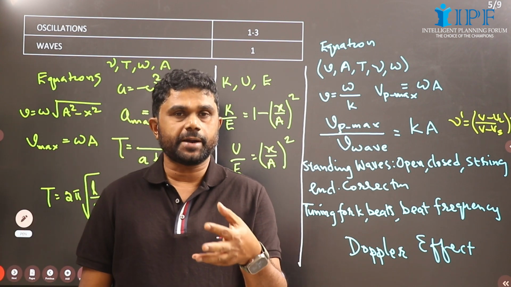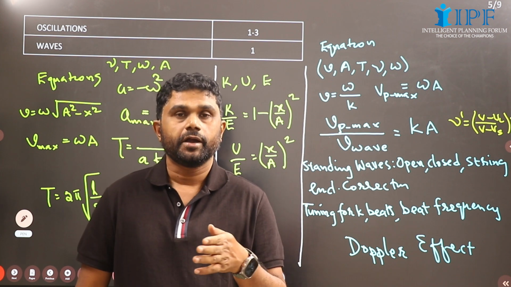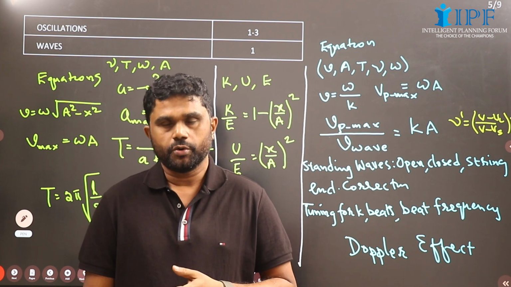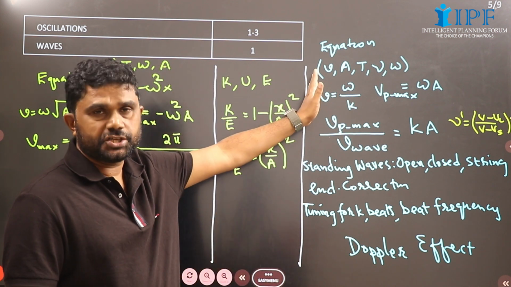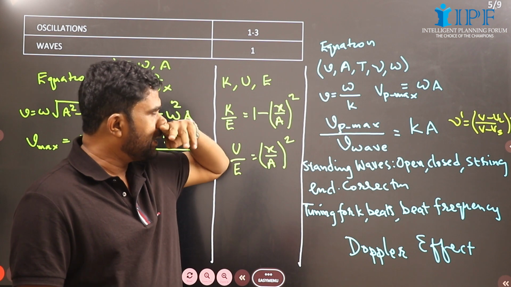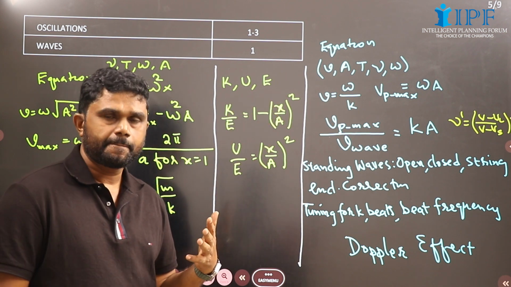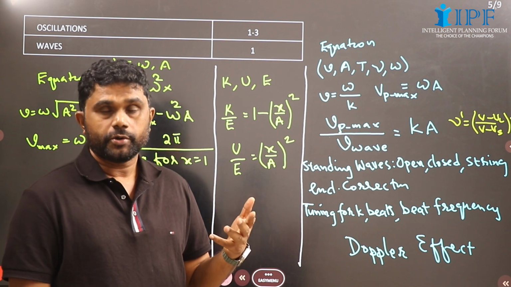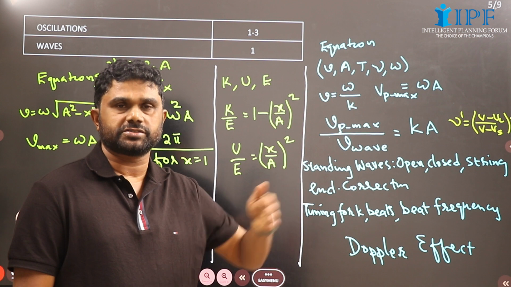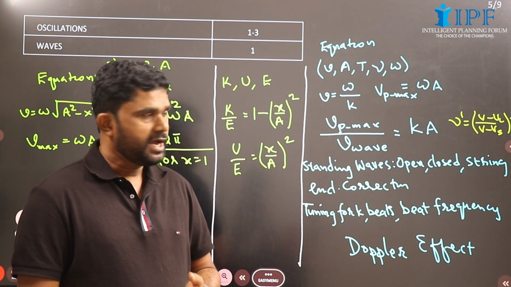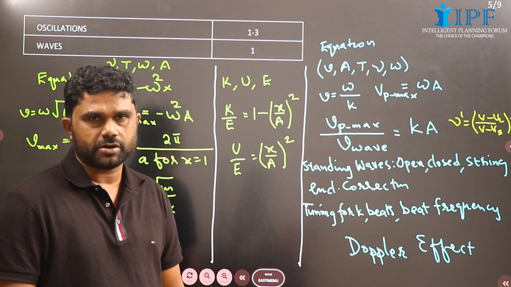See, in this chapter also, you should know the general equation of a plane progressive wave. From that equation, you may have to find the velocity of the wave, amplitude, then time period, frequency, angular frequency, wavelength. Now a wave propagates with a constant velocity. It's called phase velocity, and it is v equal to omega over k. k is called the propagation constant.